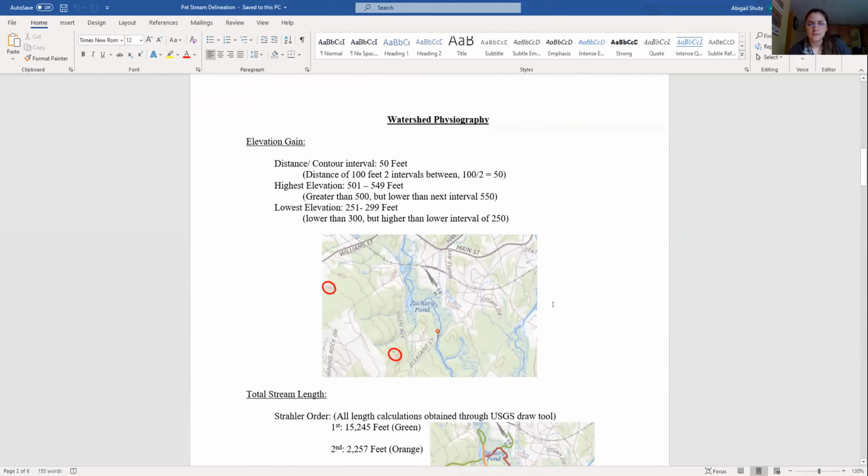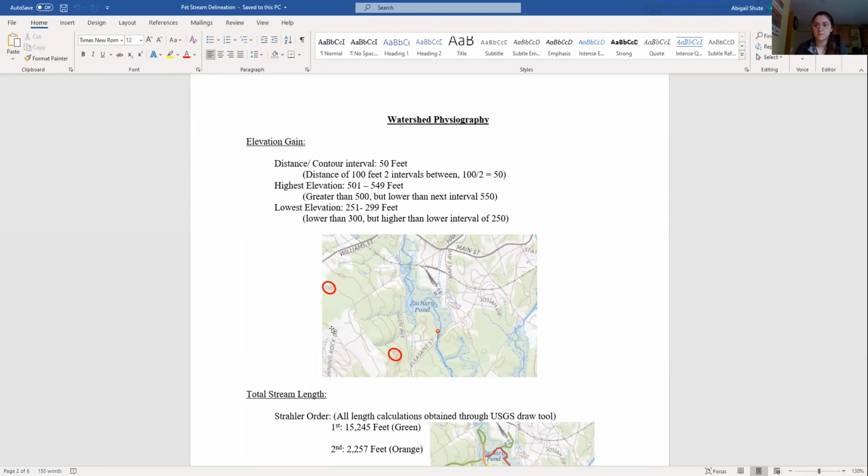And then the elevation gain, you can already see in the map. It tells you the contour intervals, because here we have 400 and then there's one line and then it's 500, which kind of gives it away right here. It says 450, but it's a difference of 50 feet between each interval. And I know my highest elevation is above 500 but lower than 550 because there's not another line. And the same goes for the lowest elevation. So your contours are 50 feet contours.